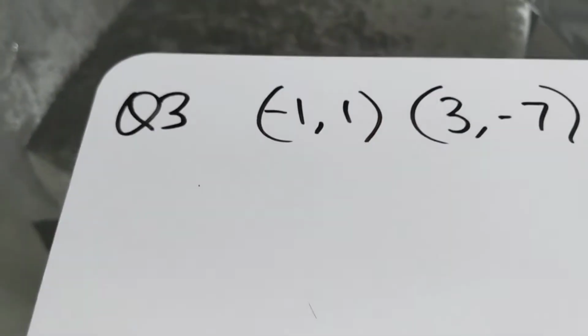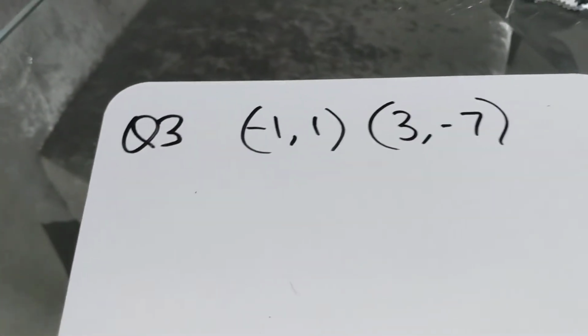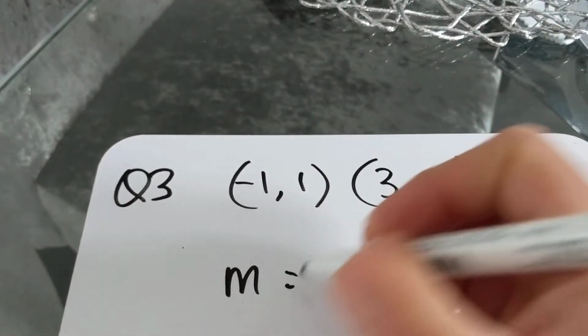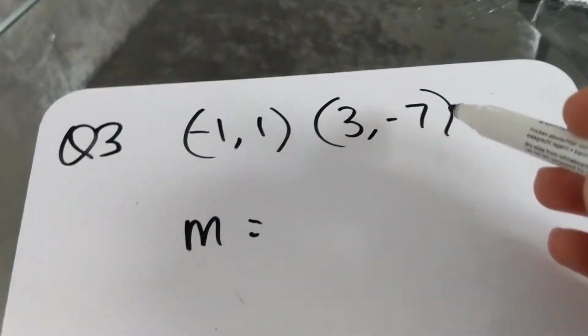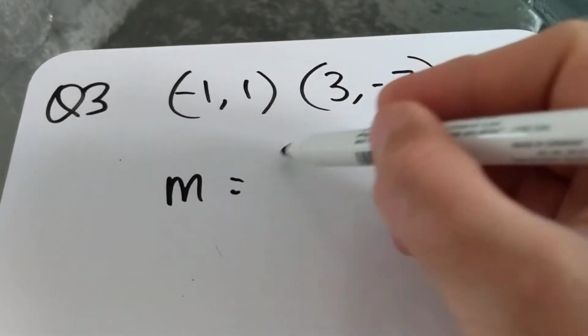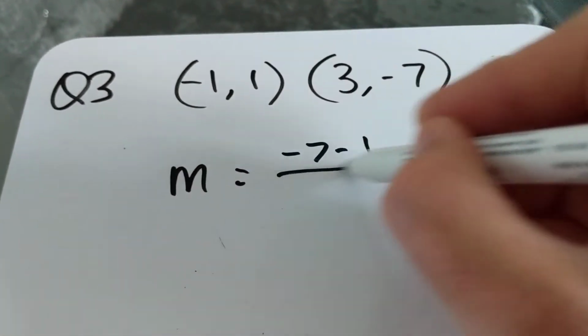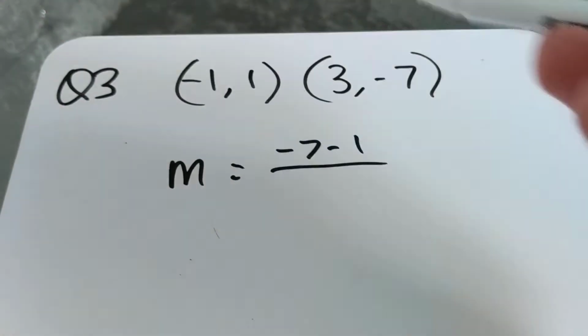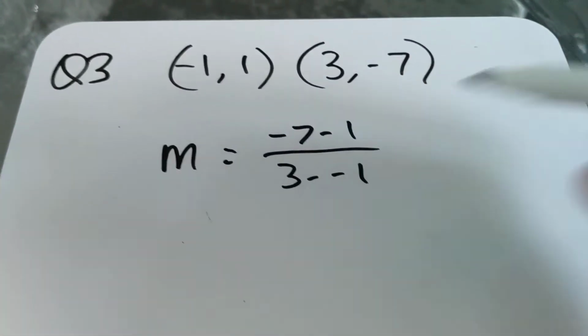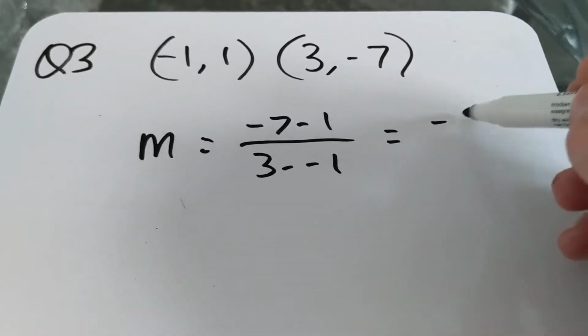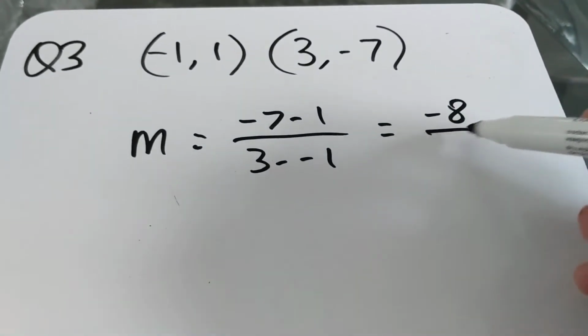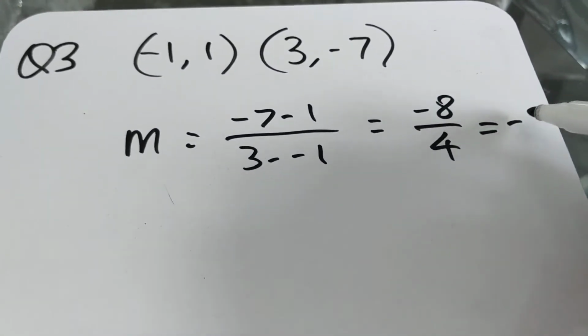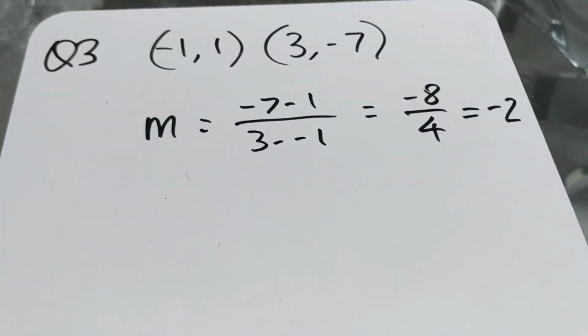Okay, question 3, you had to find the equation between these 2 points. So first step is to get the gradient. The gradient's y2 take away y1, so minus 7 take away 1 over x2 take away x1, so that's 3 take away negative 1. That would be minus 8 on the top, and on the bottom that would be 4, so that would just be minus 2.